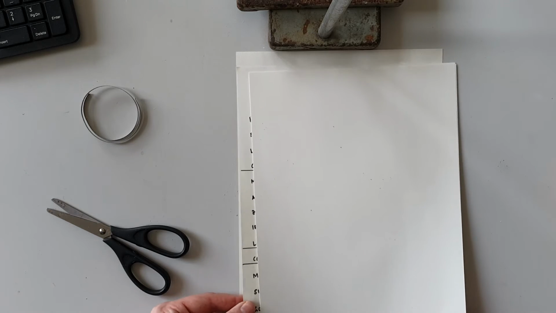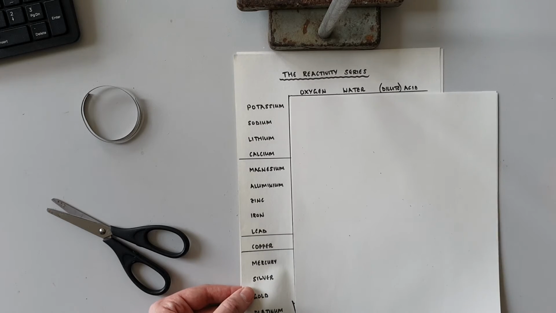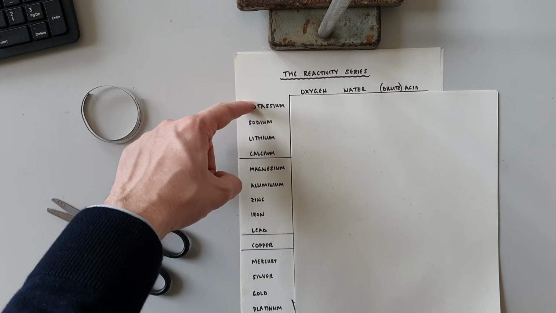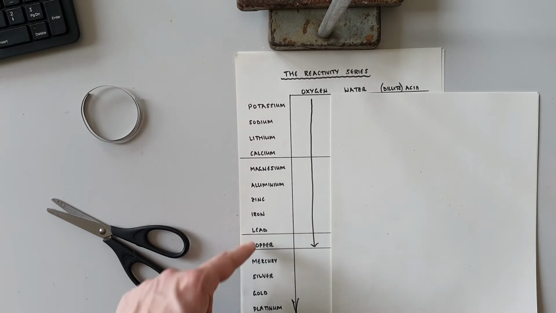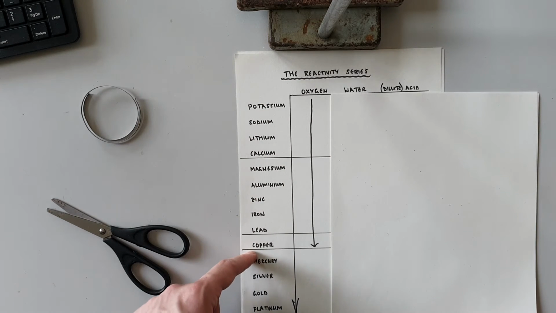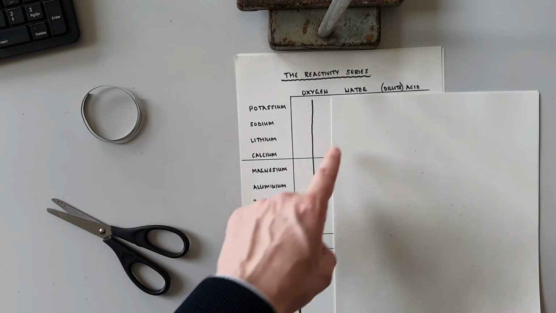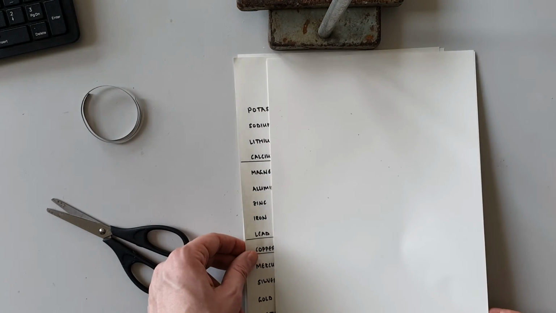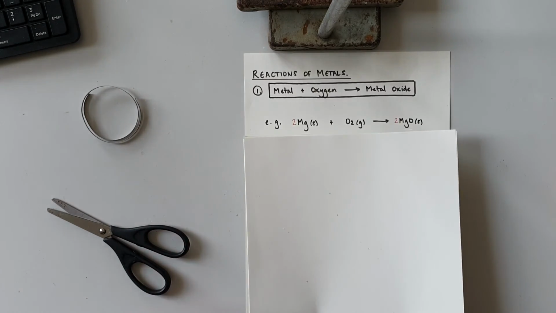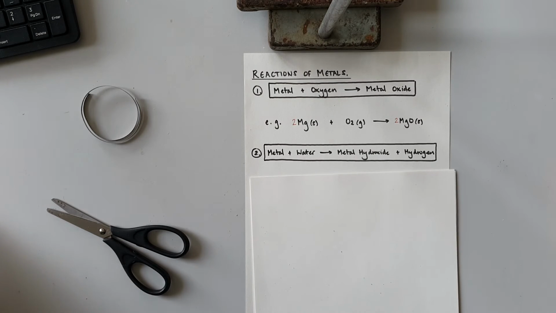Now if I look at my reactivity series, I will find that in reacting with oxygen, I go right from the top of the table all the way down to copper. So most of the metals in this reactivity series will actually react with oxygen. So now we want to consider the second one. What about water? How many react with water? So when metals do react with water, they form a metal hydroxide, and they also form hydrogen gas.